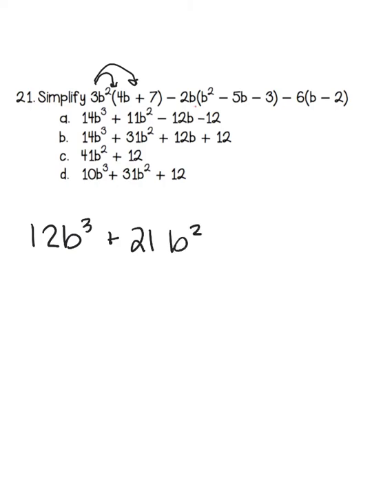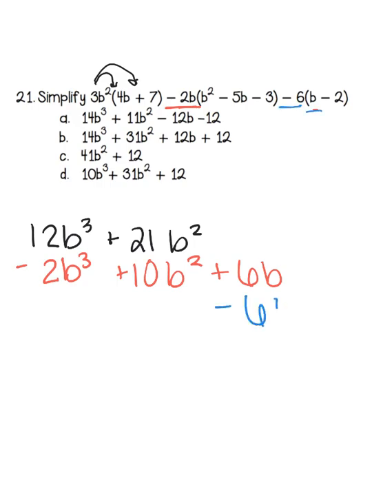In the red, I'm now doing the negative 2 times each term in that trinomial. So I've got negative 2b times b squared is a negative 2b to the third power. Negative 2b times negative 5b is a positive 10b squared, adding my exponents again. And negative 2b times negative 3 is a positive 6b. Then I've got negative 6 times b is a negative 6b. I'll do that one in blue, negative 6b. And a negative 6 times negative 2 is a positive 12.